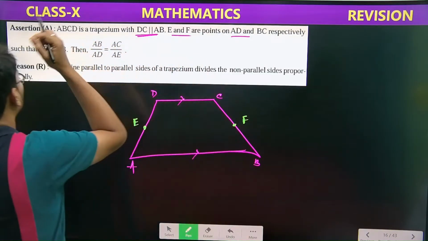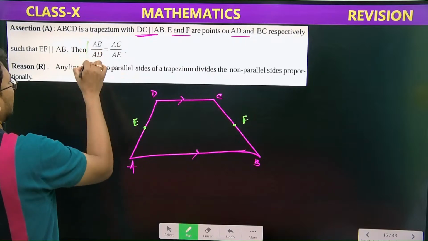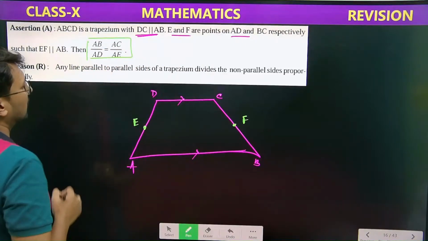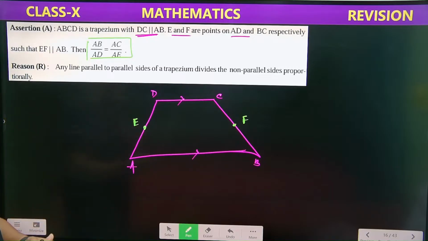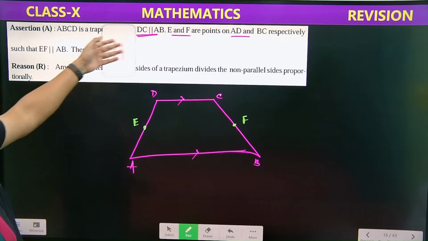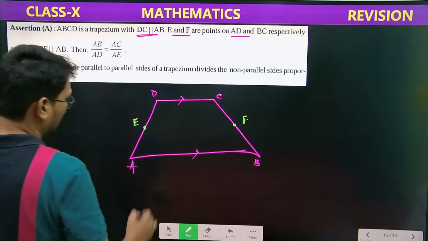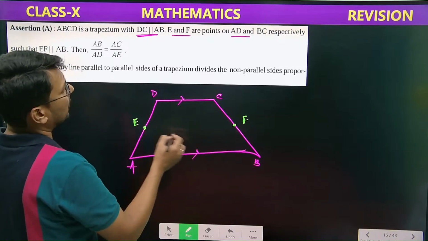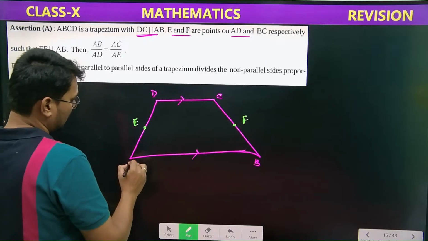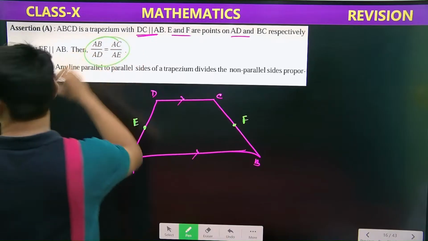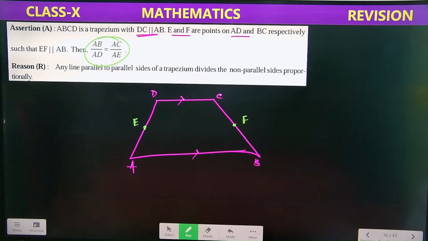So now the question is saying AB by AD equals AC by AE. AC by AE. Is that true? Is that true? Tell me. Though these two are the points here, tell me, do you think this is true or false? True or false?